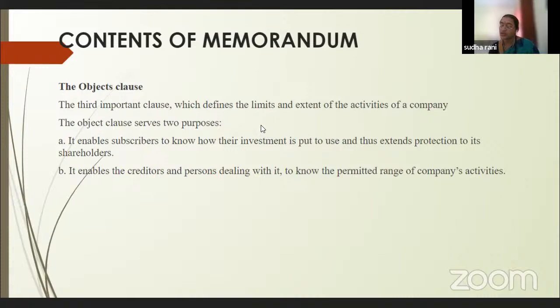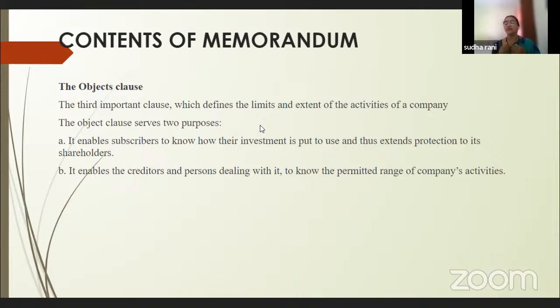Why should the object clause be given in the memorandum? Because under this object clause, the company is going to mention what its objectives are, how it is going to function, what it wants to achieve, and how it is going to perform. There are primary objectives, secondary objectives, and objectives which do not come under the above two. Three types of objectives are there.